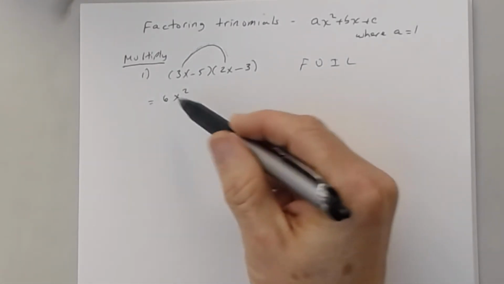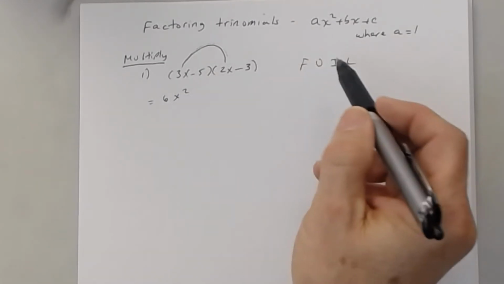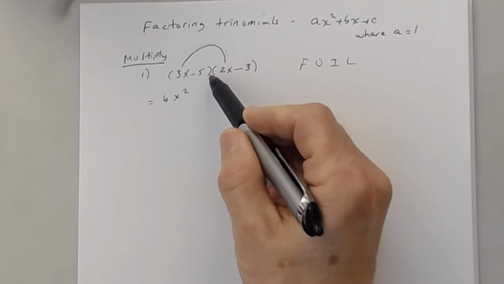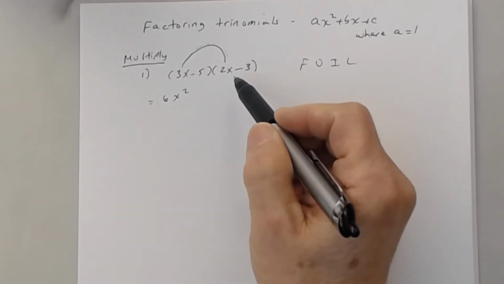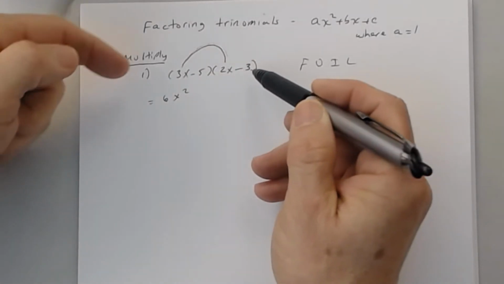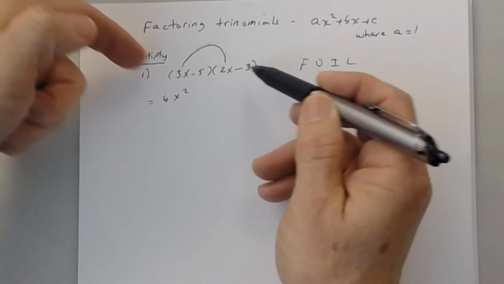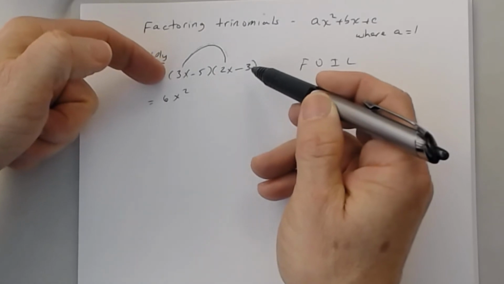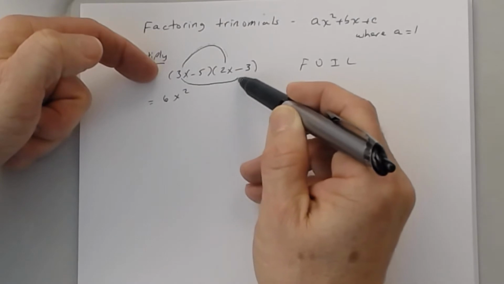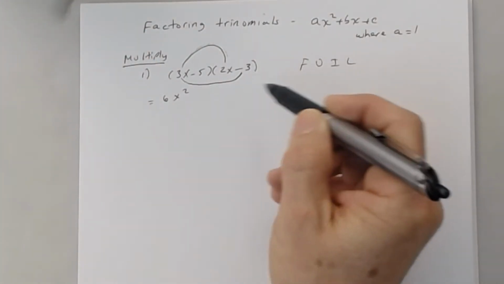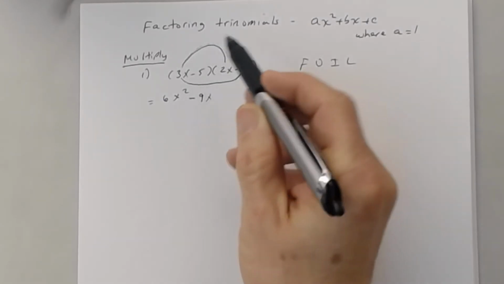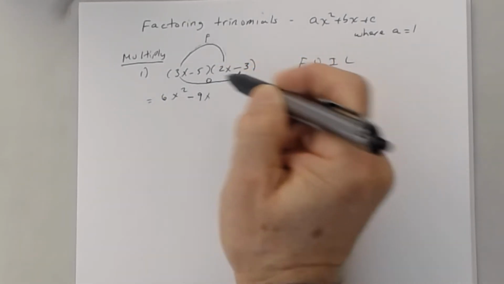Let's get the outer term. Now the outer term, remember this is multiplication. 3x minus 5 times 2x minus 3. So you're multiplying two binomials. The outer term means this. You're going to take the terms that are on the outside of this expression that you see, these factors. So 3x times a negative 3 is a negative 9x. So that's your outer. So this is your first, this is your outer.